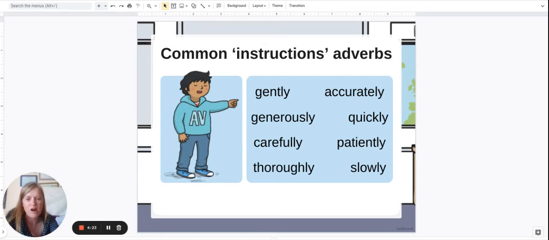So here are common adverbs that you might use when you are giving instructions. Do it gently, do it accurately, do it generously, do it quickly, do it carefully, do it patiently, do it thoroughly, or do it slowly. So we would put those adverbs tied to the verb. It might come before it, it might come after it, it might come a little bit further in the sentence, and give the reader more precise information about what you want them to do.